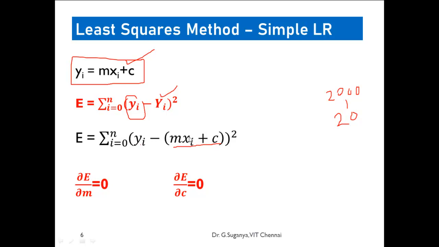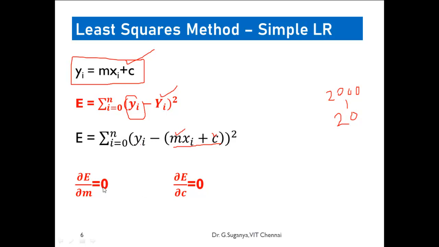Why am I stressing this? When you take the partial derivative, this term will become 0 because it's a constant, whereas this is a variable. I have just substituted. So now, what are the variables we have over here? Our intention is to find small m and small c, that is the slope and the intercept. So we have to partially differentiate this equation with respect to m and with respect to c.